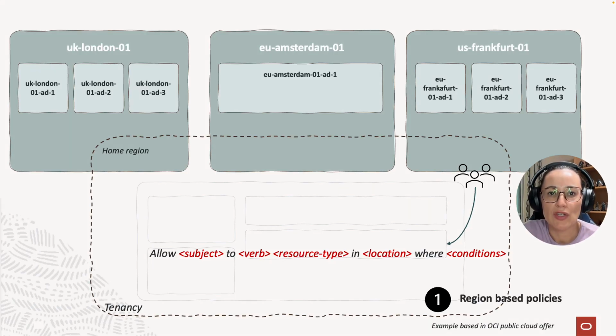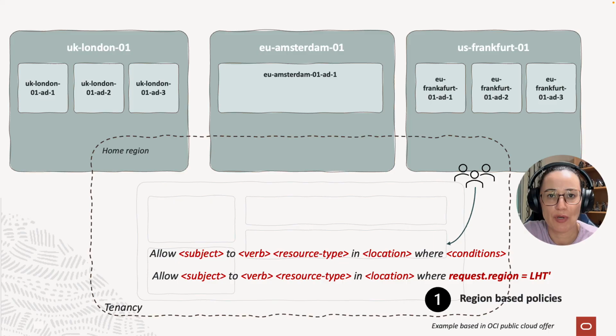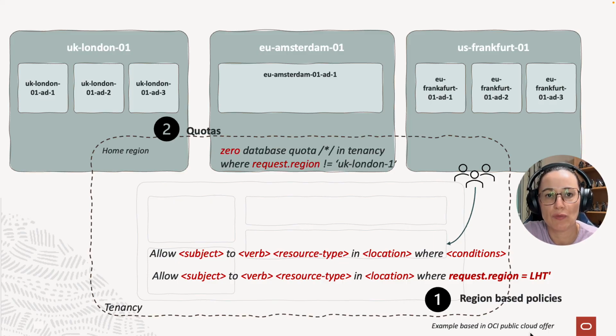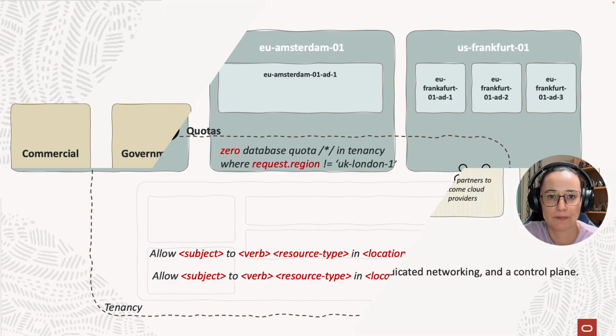To control the location of data, OCI Sovereign Landing Zones include by design region-based policies and quotas, which can limit the use of services outside the intended region.